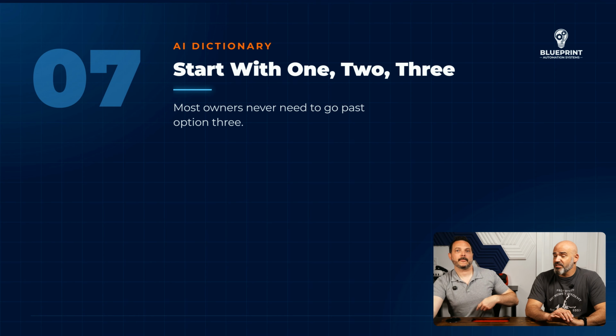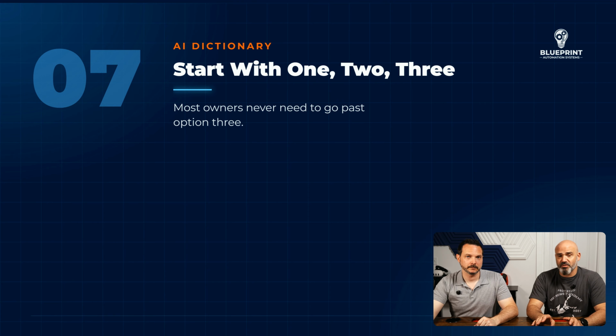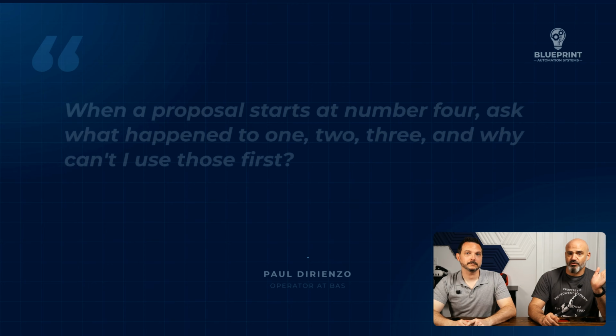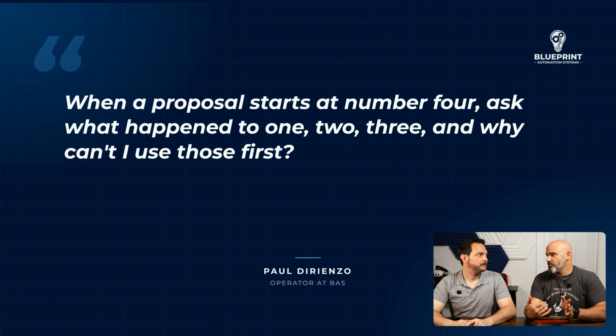Now, if you notice the order, 3 of the things cost you absolutely nothing, right? There's no expense whatsoever other than your time and some organizing. And we understand your time is worth money, but it doesn't cost you dollars at the door, and that makes a big difference to me as a business owner. So when a proposal that you're being served starts at number 4, the fair and correct question for you to ask is, what happened to 1, 2, 3, and why can't I use those first?